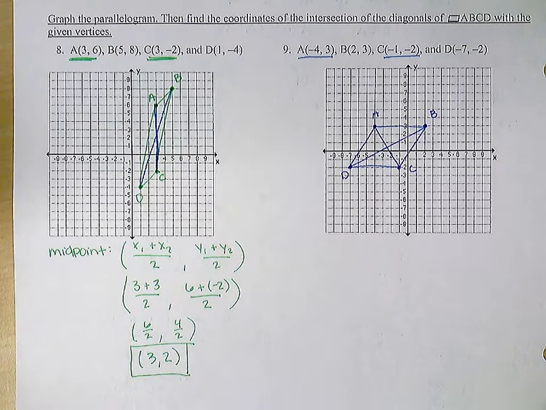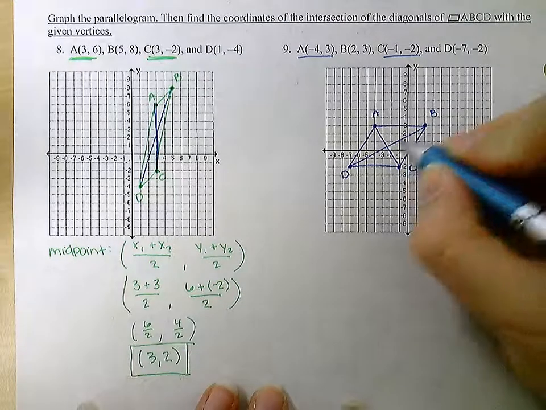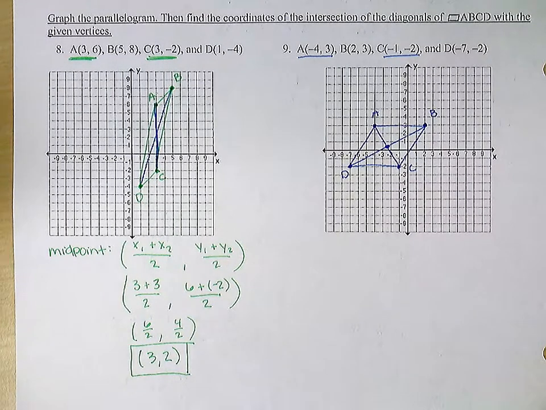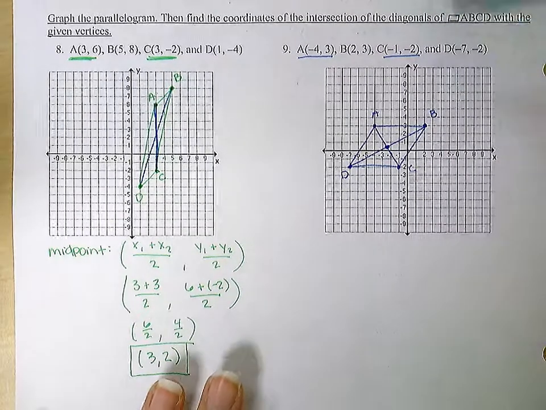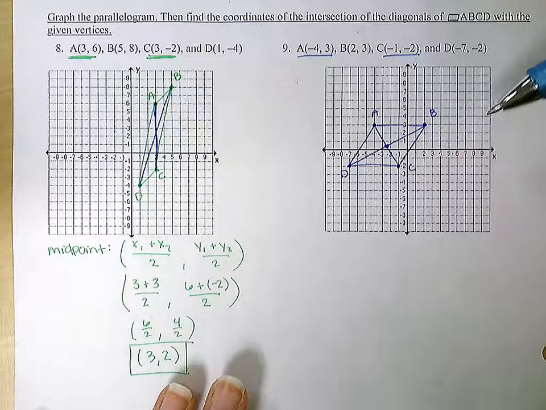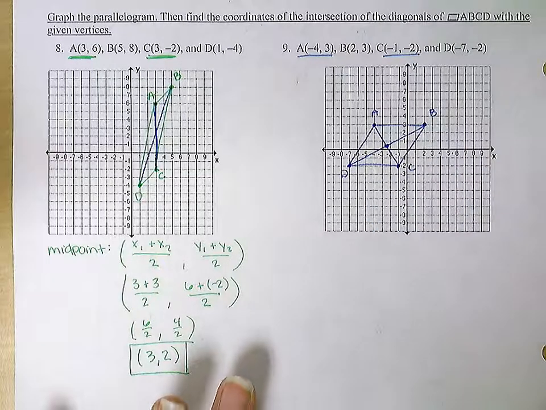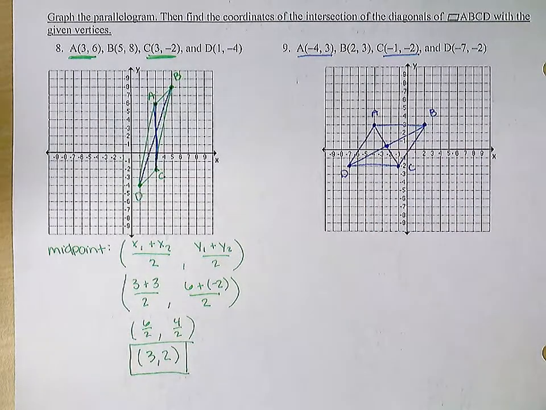All right, in number 9, I have each of my vertices plotted and I drew in the diagonals. For this one, you'll notice your diagonals don't meet at a perfect point. It's in the middle of one of those squares there. So again, I want to use that midpoint formula of your opposite vertices. I'm going to use A and C, but you could use D and B as well. It just has to be those opposite vertices because you want to find the midpoint of that line.